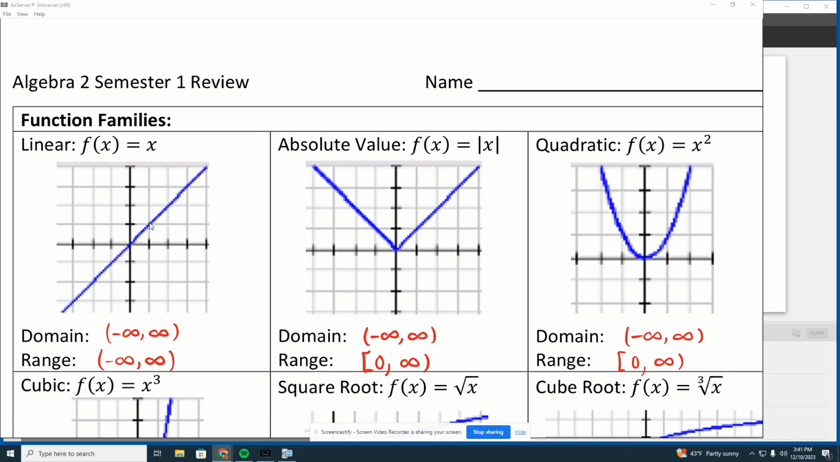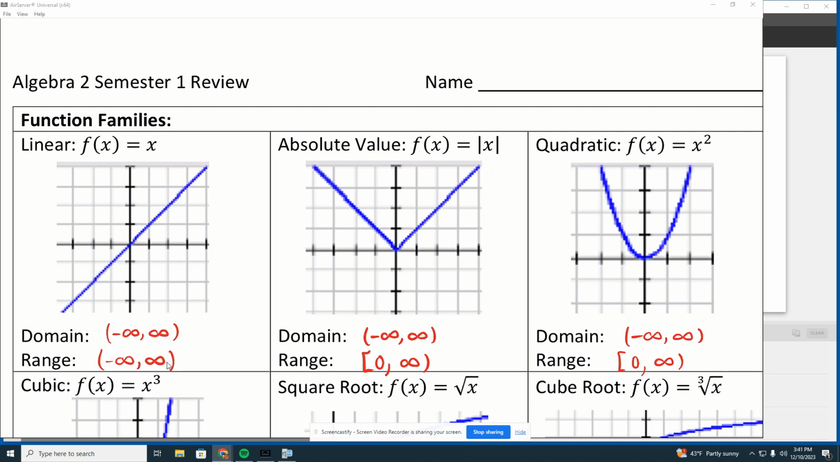So, for example, on this line, it never stops going down and left. It never stops going up and right. So the fact that it never stops going left and it never stops going right, that's what makes the domain negative infinity to positive infinity. Range, same thing. Never stops going down, never stops going up. So negative infinity to positive infinity.